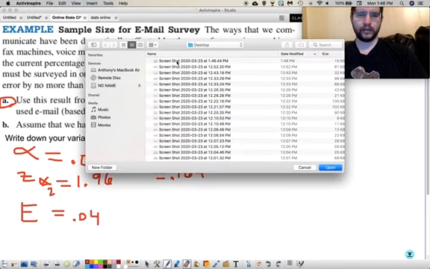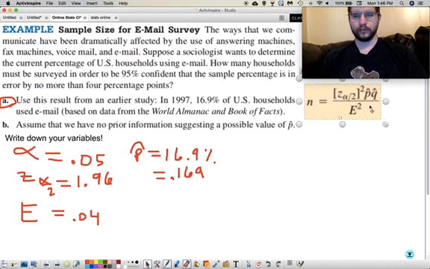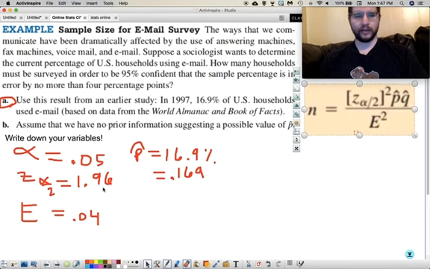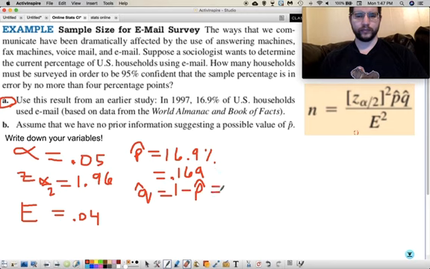So let's see if we have everything we need. You might know something's missing. Let's see, z of alpha over 2, we got that. p hat, we got that. Uh-oh, we need q hat. Well, how do we find that? Remember, q hat is 1 minus p hat. So that's going to be 1 minus 0.169, which is 0.831. So now we got p hat, q hat, E, and z alpha over 2. We got everything we need. Let's get it done. Just shove it in there and see what it spits out.